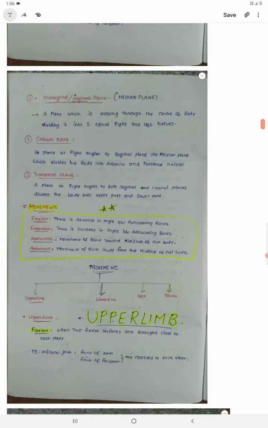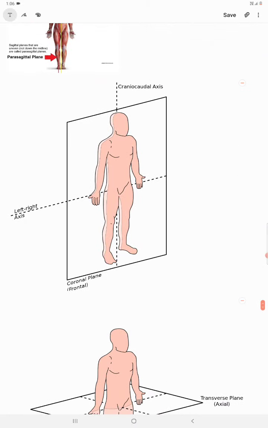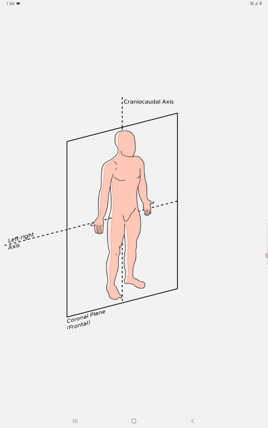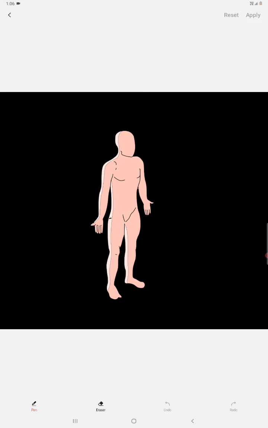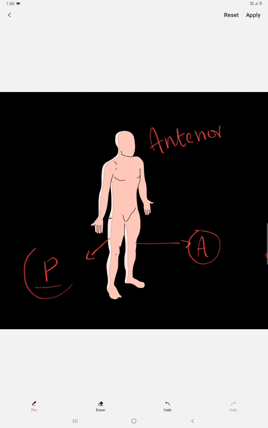Now we can see the different planes of the body in the diagrams. In this first diagram, we can see the coronal plane. So the coronal plane is dividing the body into which halves? Yes, you are correct. The coronal plane is dividing the body into the anterior half and the posterior half. This is the posterior half and this is the anterior half, which are shown in different color shades. So this is called the coronal plane, right?